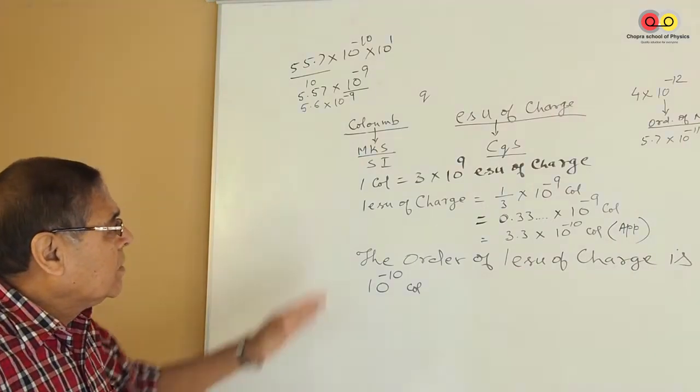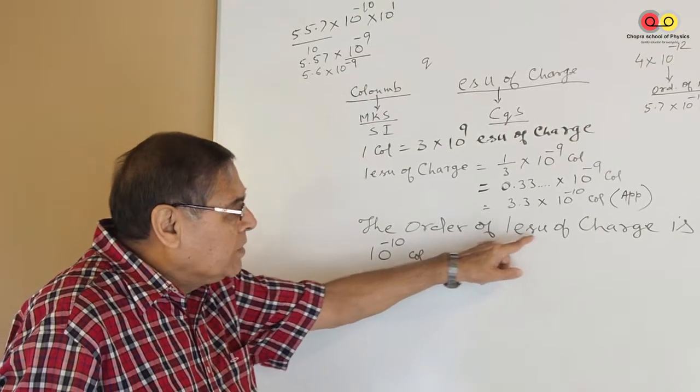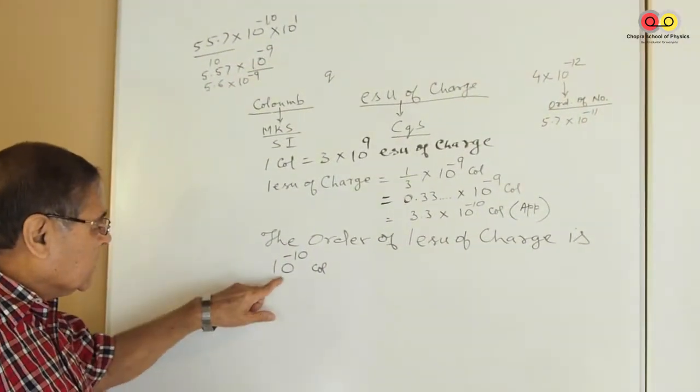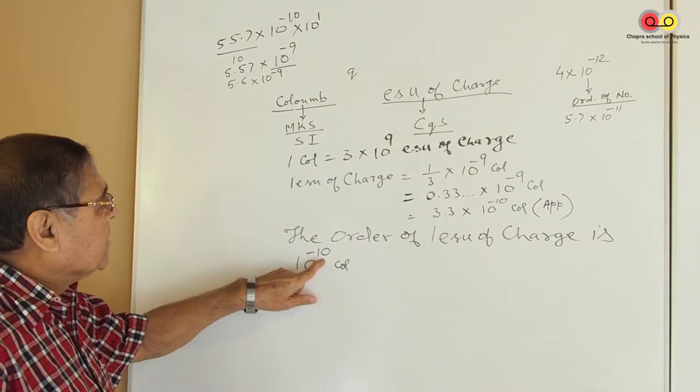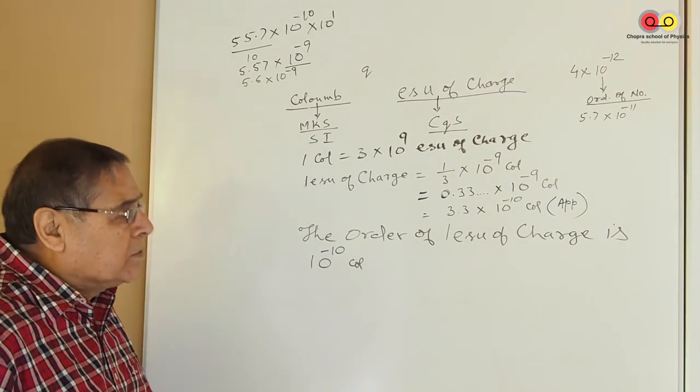So here, let us come back to the unit. The order of one ESU of charge is 10 to the power minus 10 Coulomb. So this is what we have discussed about the charge.